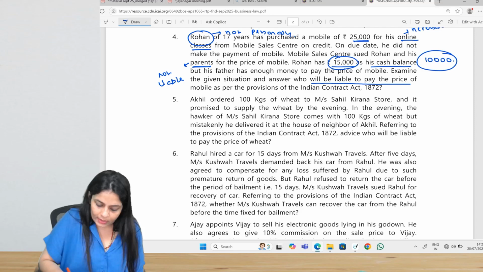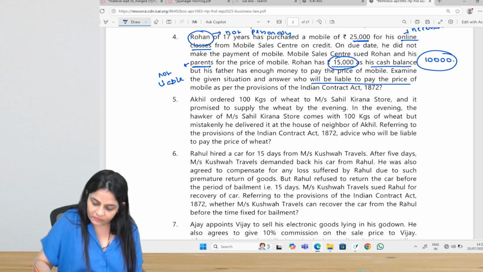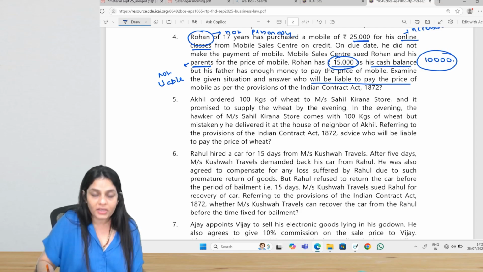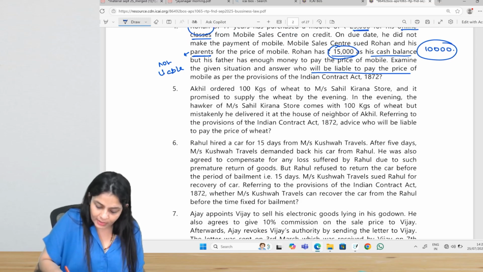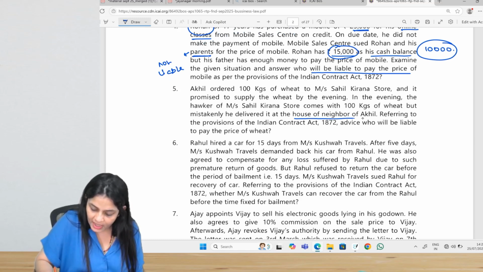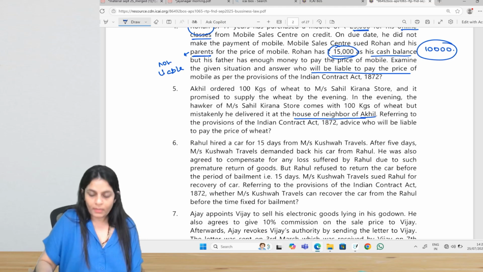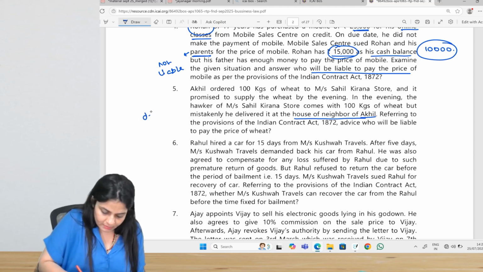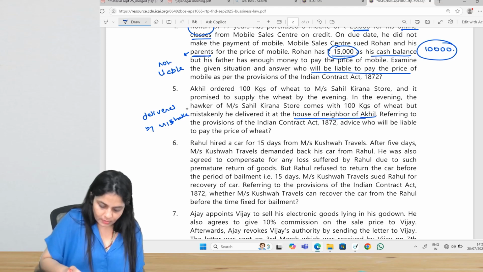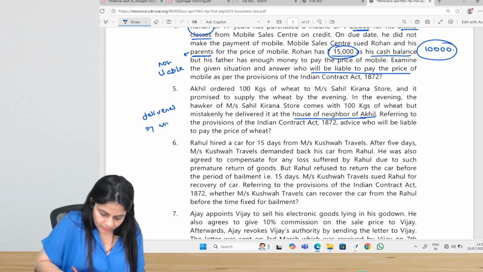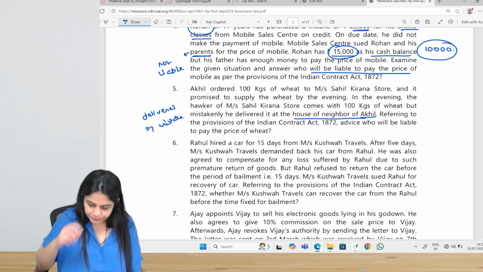Next question. Akhil ordered 100 kgs of wheat from Messrs. Sahil Kirana store and it promised to supply the wheat by the evening. In the evening, the hawker of Messrs. Sahil Kirana store comes with 100 kgs of wheat, but mistakenly he delivered it at the house of the neighbor of Akhil. Goods delivered by mistake.